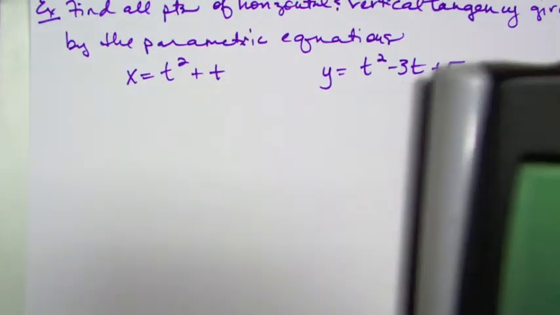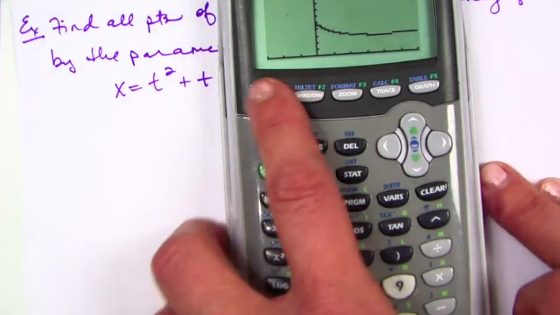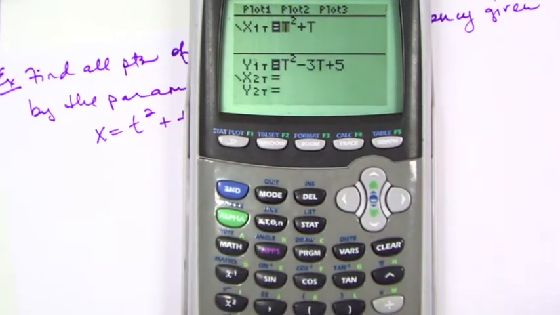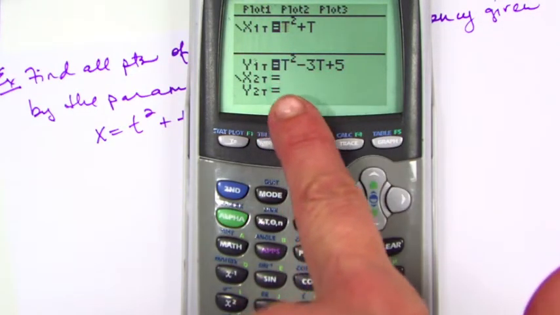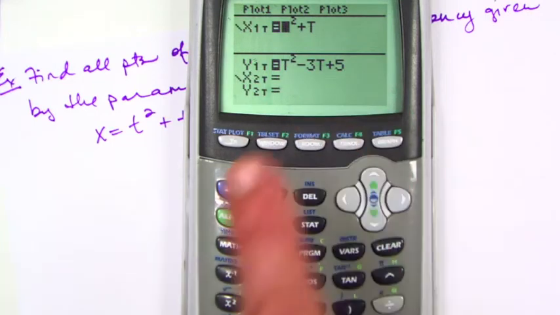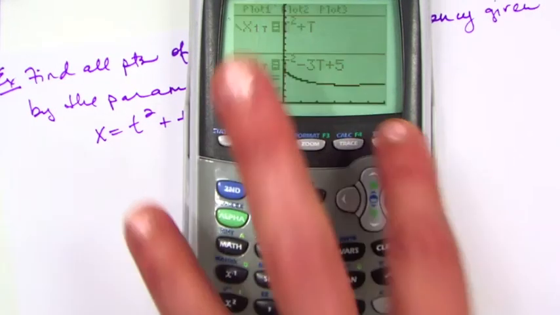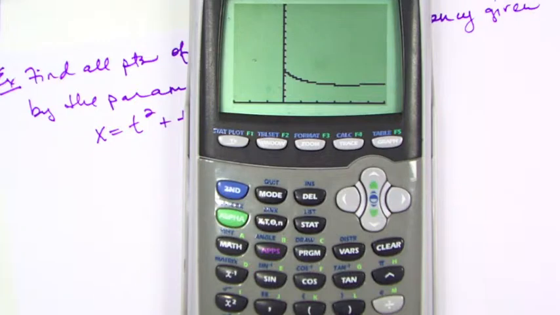Okay, I'll start with this one. So here is this particular set of parametric equations, right? x is defined to be t squared plus t, y is t squared minus 3t plus 5, okay? So if I look at the graph in this window, I'm trying to find out where my points of vertical tangency and horizontal tangency are. I think this horizontal tangent right here is pretty easy to see, but maybe not so easy to see the vertical tangent.